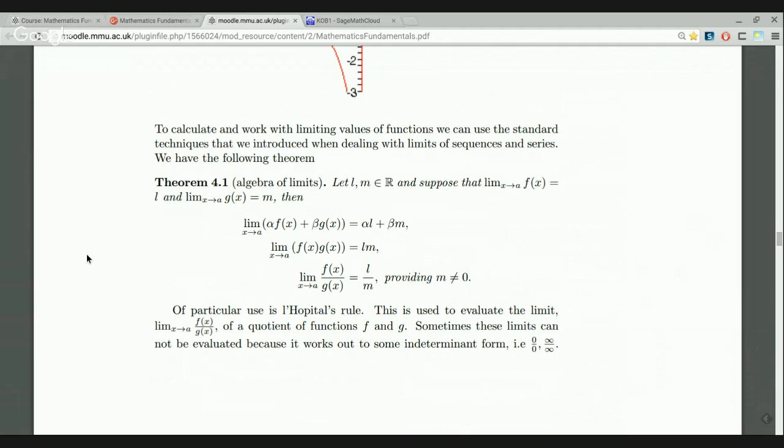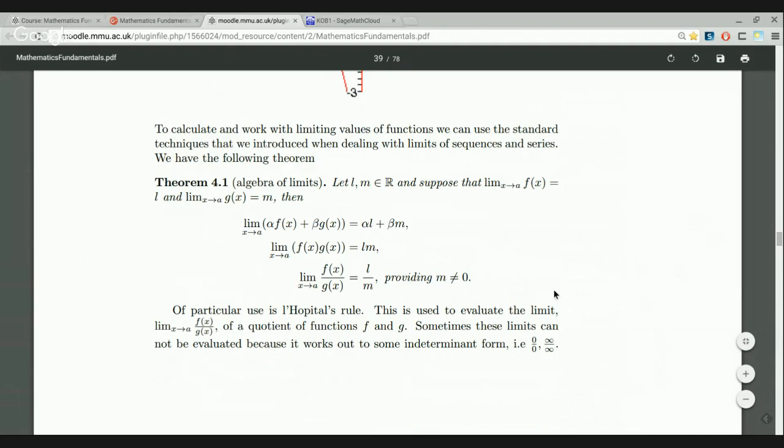So in chapter 3, we talked about how we can consider functions as objects in their own right. For real valued functions, we can add them together. We can multiply functions together. We can divide one function by another one, as long as the one you're dividing by avoids 0.